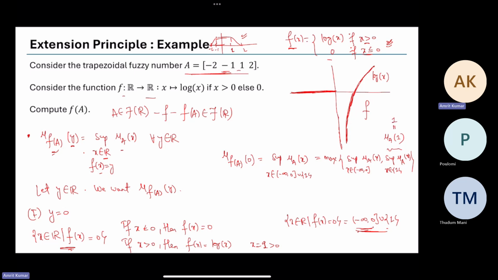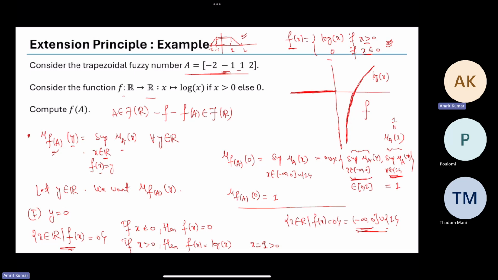So we are taking the maximum of two quantities. One of them is 1, and this number is anyway going to be in the unit interval because it is the supremum of a membership function, and a membership function always stays in the unit interval. So when you take the supremum, you are going to get some number in the unit interval only. Since this quantity is equal to 1, this whole thing is going to be equal to 1. We don't even need to compute what this quantity is, because this particular thing is equal to 1 and the other is less than or equal to 1. So the maximum is going to be equal to 1. So the bottom line is, the membership of 0 in f of A is 1, right?